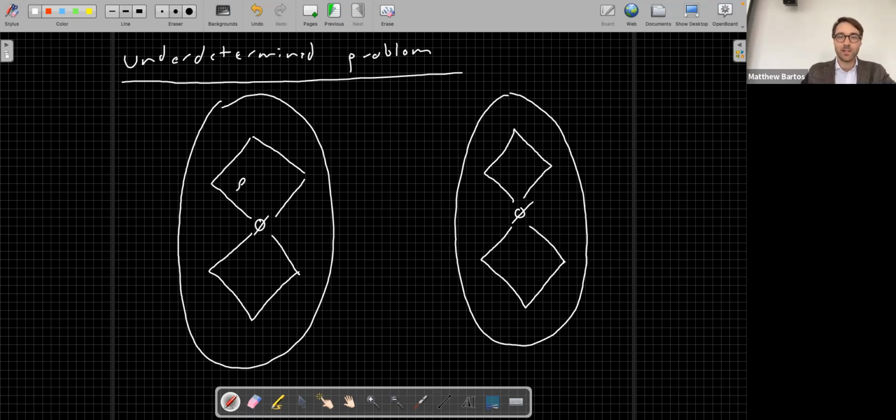Okay, so we have the range of A transpose, we have the null space of A, we have the null space of A transpose, and we have the range of A. All right. So for the underdetermined problem, we have some desired point in the range of A that we're trying to reach. Okay, so we'll call this Y. And this time we can reach it. But there are multiple points in the domain that map to our desired solution Y.